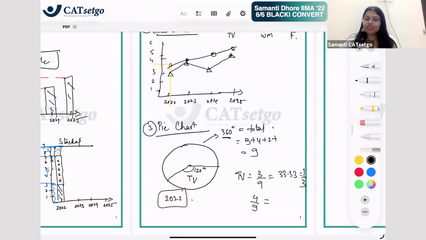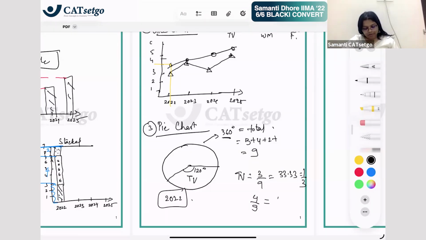4 by 9 will be how much? 44.44, right? So it will be 44.44 percent. How did I get the total? 3 by 9 is 33.33 and 1 by 9 is 11.11. So 4 by 9 will be the addition of that, right? And anyway it works like this. 2 by 9 is 22.22, 3 by 9 is 33.33, 4 by 9 is 44.44, 5 by 9 is 55.55. That's how it goes.